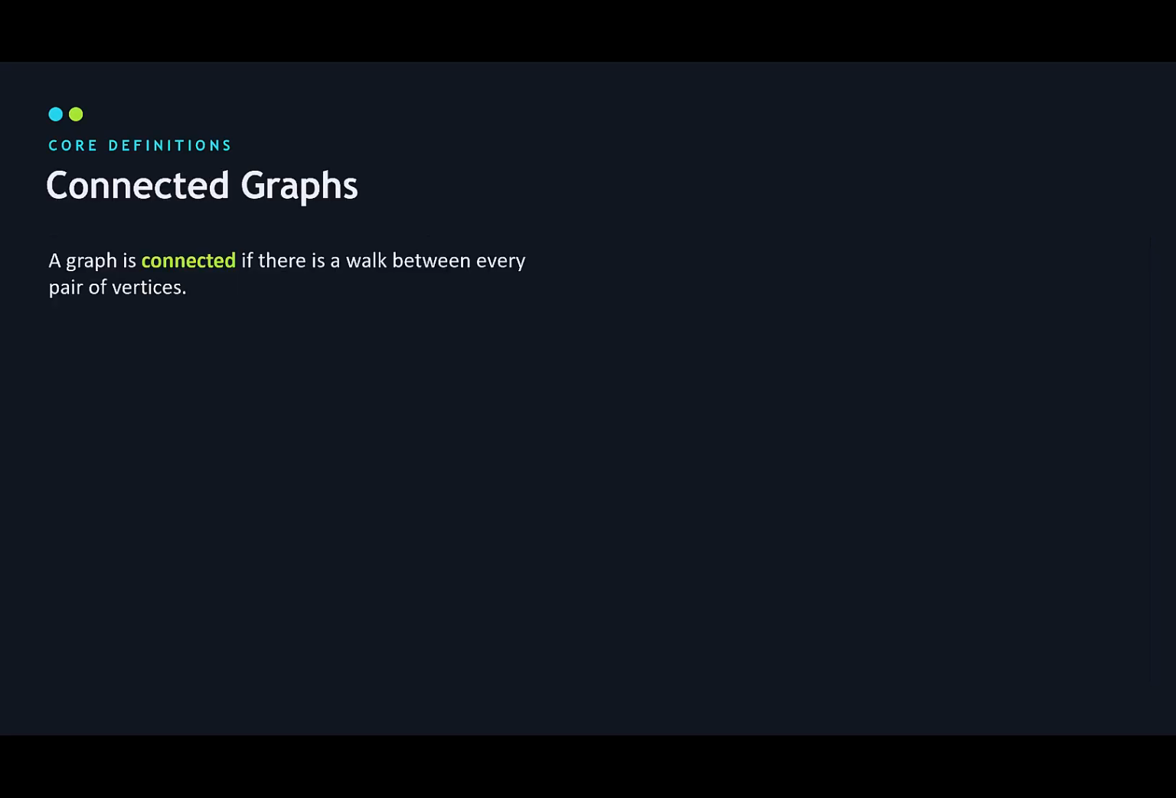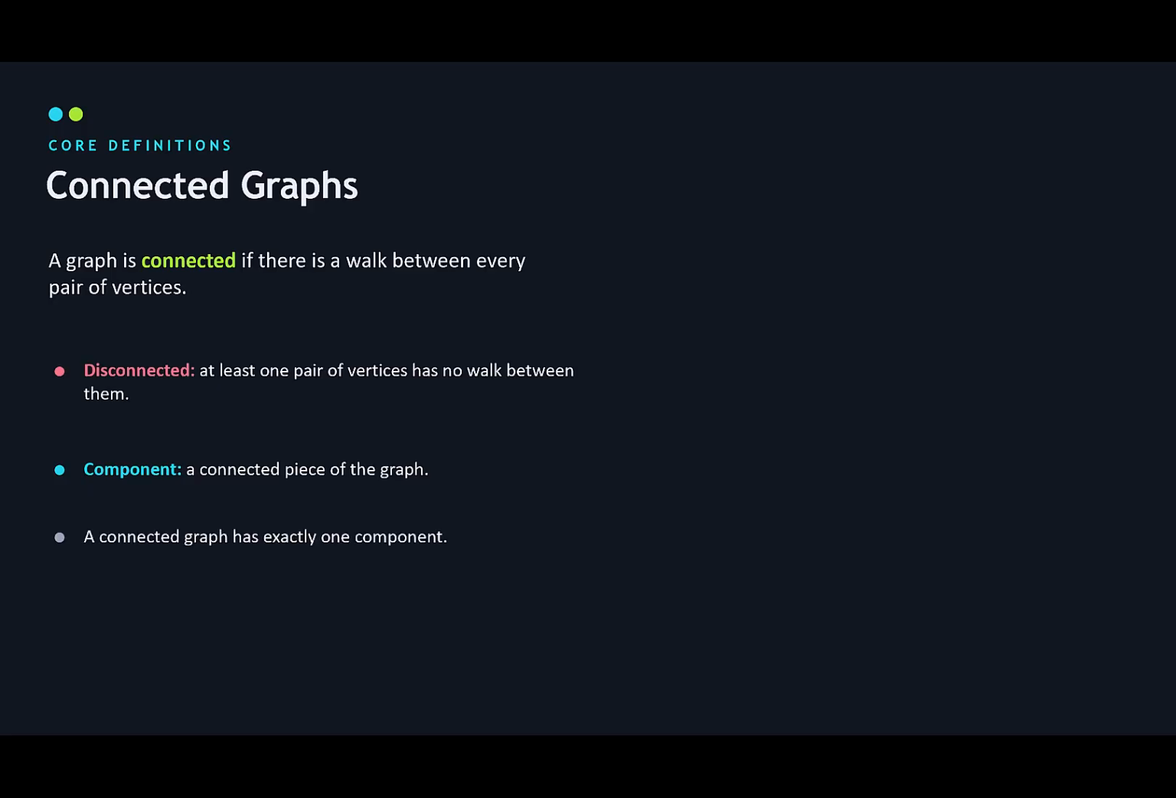A graph is connected if there's a walk between every pair of vertices, and notice we said a walk, not an edge. A graph is disconnected if at least one pair of vertices has no walk between them. A component is a connected piece of a graph. A connected graph has exactly one component. A disconnected graph will have two or more components or pieces.